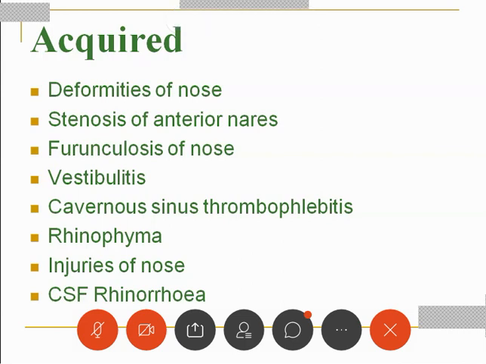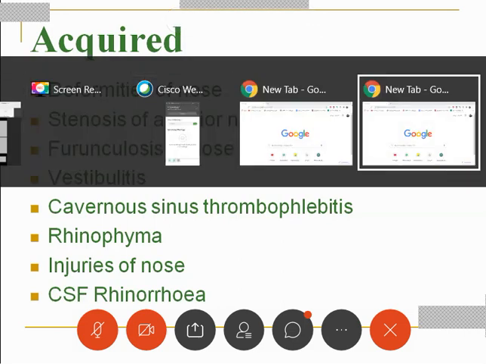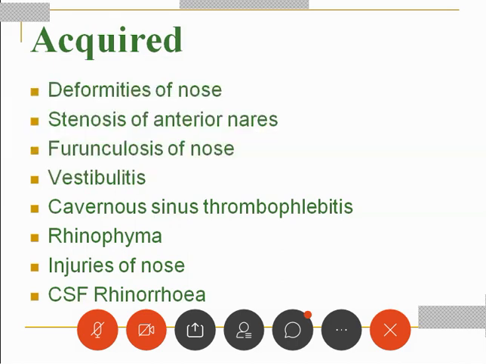So, acquired disease of the external nose. We are going to discuss about external nose diseases and its complications. Deformities of the nose, stenosis of the anterior nares, furunculosis of the nose, inflammatory causes.